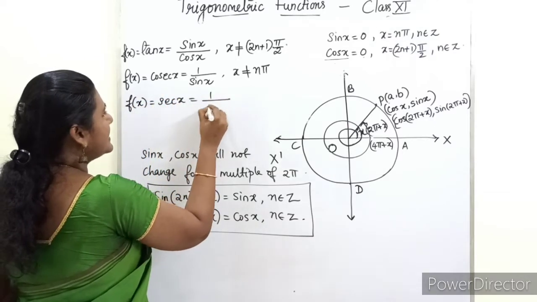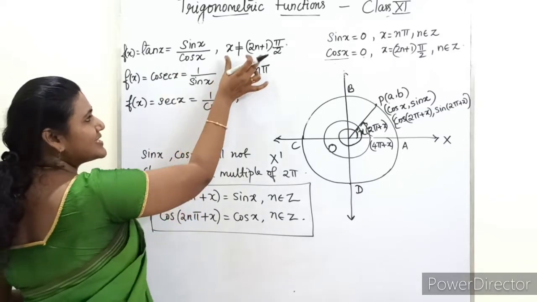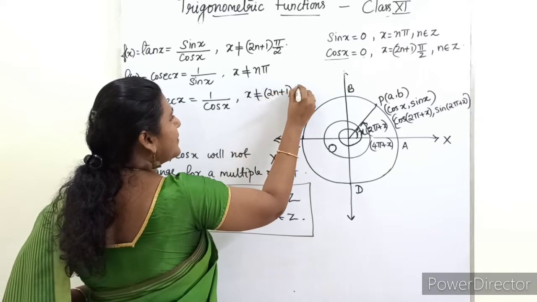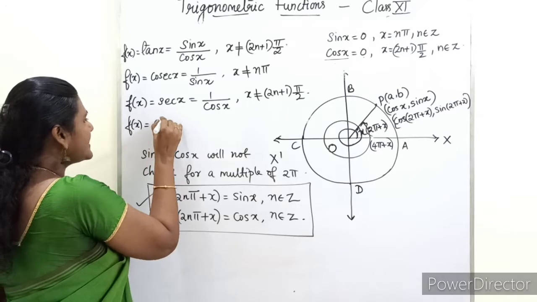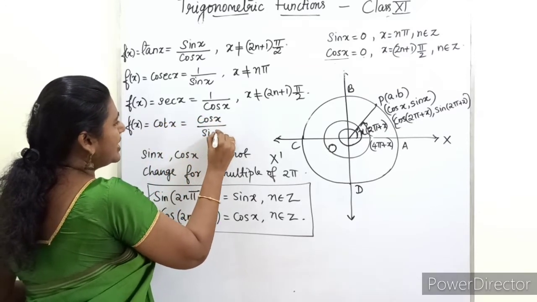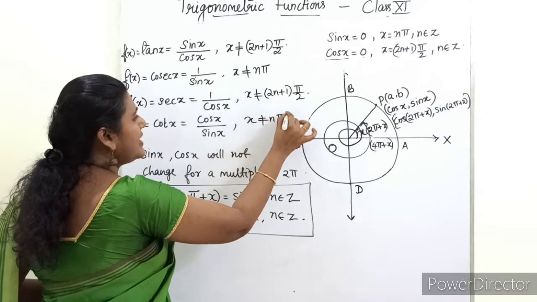Sec x we can write as 1 by cos x. So again cos x is the denominator, so the same condition: x should not be an odd multiple of pi by 2. Again, the last function now, cot x. Cot x we can write as cos x by sin x. So here the denominator is sin x, so the same condition: x should not be n pi.